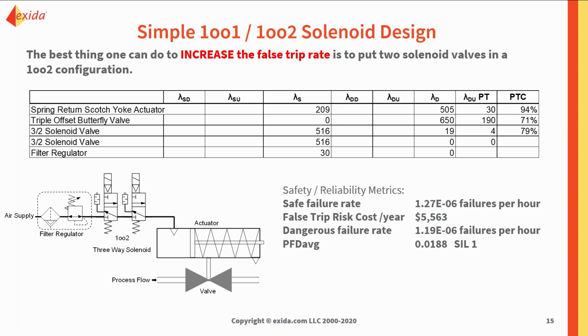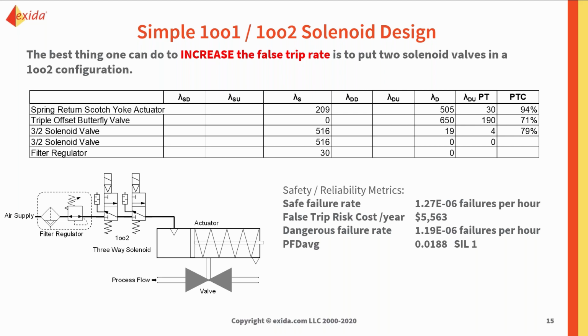Next, let's change the design a little bit. Let's look at still a simple 1 out of 1 on your valves and actuators. However, we're going to add an extra solenoid. We have a 1 out of 2 solenoid design here now. Again, we're keeping the same types of devices. The only thing we are doing is adding that second solenoid, and we reran the numbers. This time, we have a safe failure rate, or that false trip rate, of 1.27 times 10 to the negative 6.